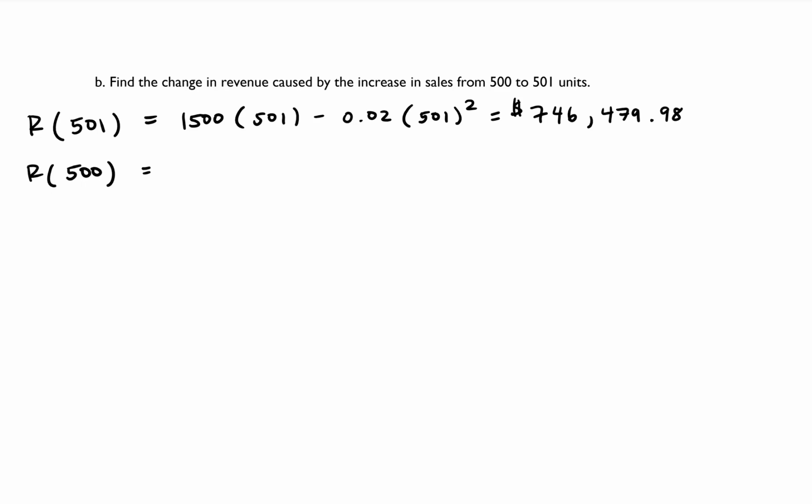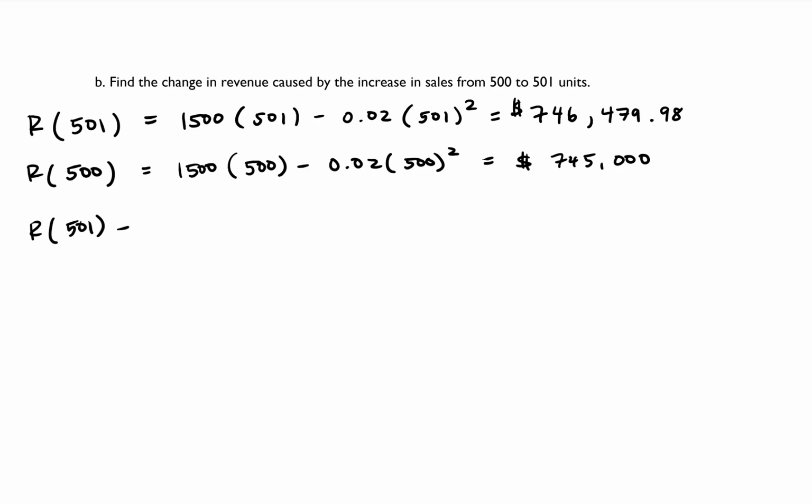And if we calculate R of 500, if you simplify that, you would get $745,000. And then if you subtract those, R of 501 minus R of 500, the difference ends up being $1,479.98.